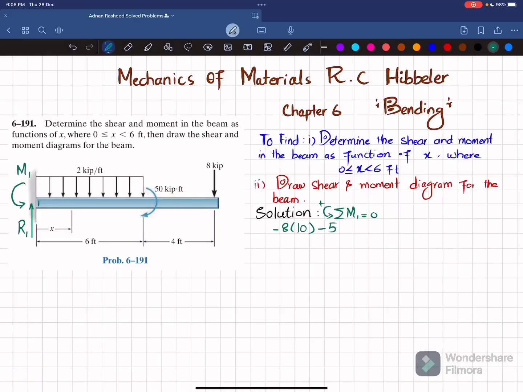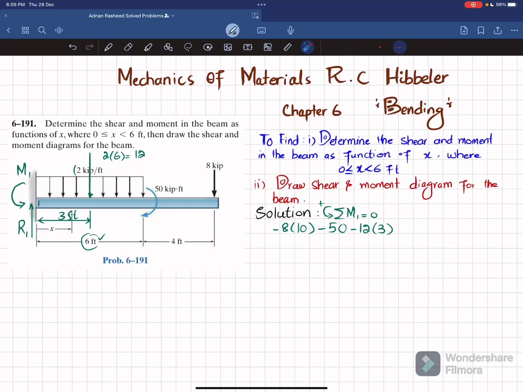So minus 50. Now you can see you have a distributed load, so we will convert this distributed load into a point load. For that, we will multiply this 2 kips per foot with the length over which it acts. So 2 into 6, which is 12, and this load is acting downward, and that will be acting at half of the total length. The total length is 6 feet over which this distributed load acts, and half will be 3 feet. The third moment will be due to this 12 kips load, and the perpendicular distance is 3, and this is also producing a clockwise moment, so it will be negative. So I will write minus 12 into 3.